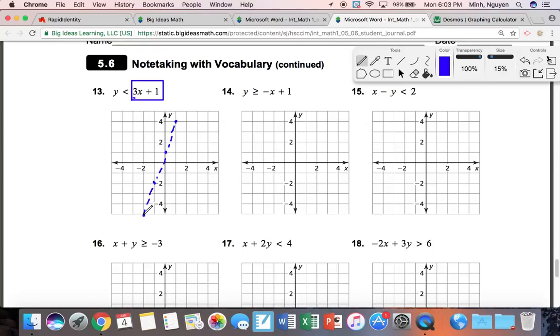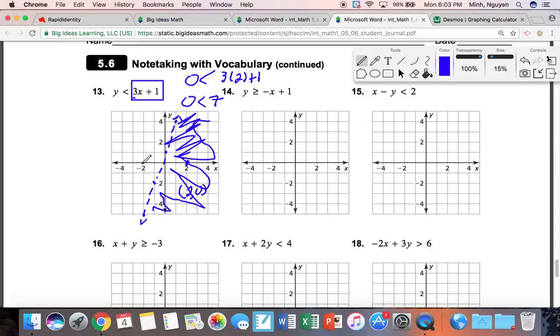And it says pick a point that's not on the line. So I'm just going to pick 2, 0. And we're going to see if it's true, that means it's part of the solution. That means it's an answer. So 0 is less than 3 times 2 plus 1. Is 0 less than 7? Yes. So that means this is part of my answer.